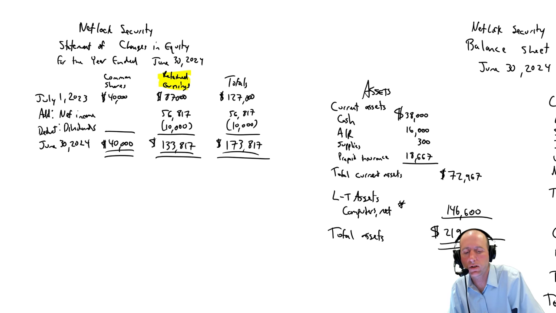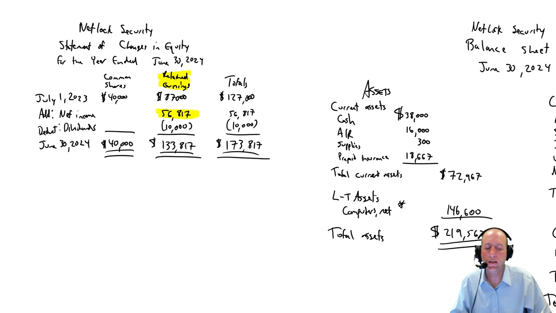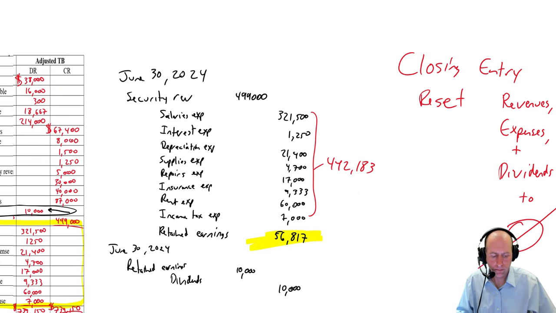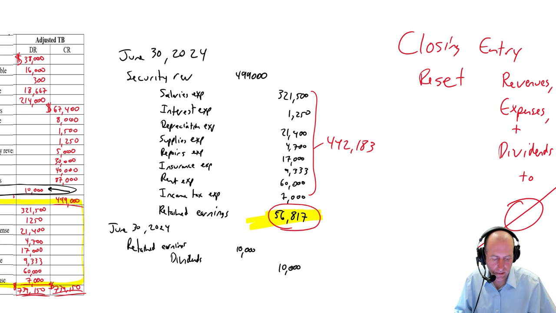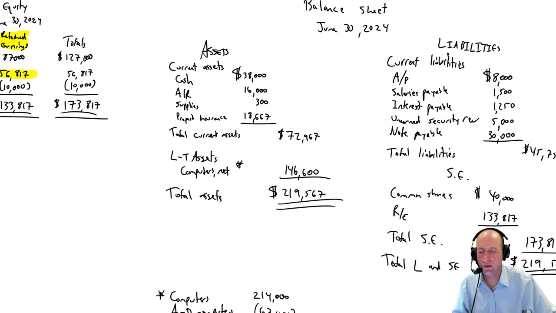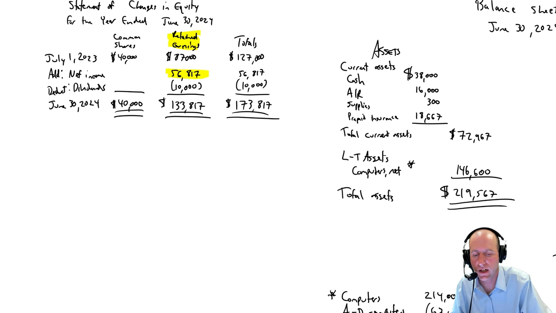We said retained earnings started at 87,000. It went up by 56,817 because of the net income. Net income made this go up by 56,817. Well, if we want to make anything happen in accounting, we need journal entries. And you can see we've made retained earnings go up by 56,817 because of the revenues and expenses, because of the net income. So this is the journal entry that captures this line on our statement of changes in equity.